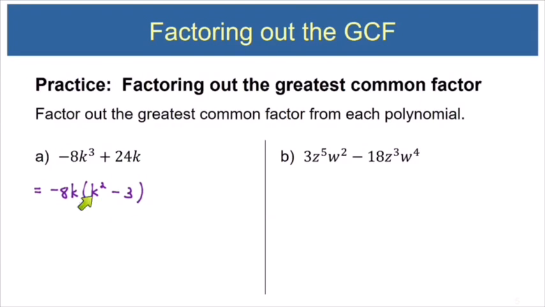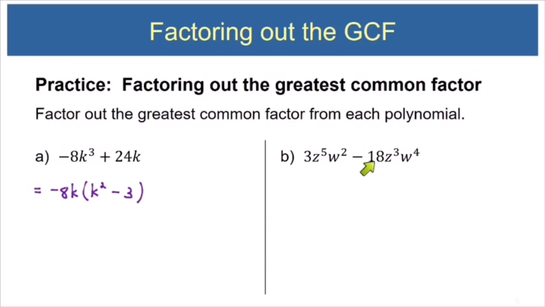And also always make sure that the terms inside the parentheses do not share any common factors other than 1. So we're in good shape there. And let's look at part B here. We have 3z to the 5th w squared minus 18z to the 3rd w to the 4th.